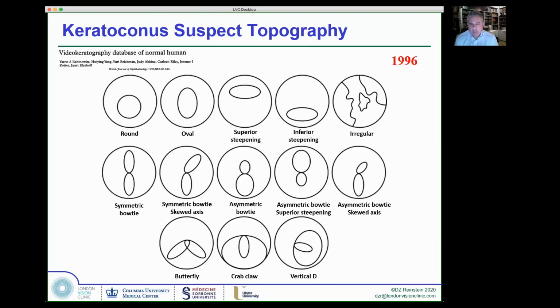So in the 1990s, computerized analysis of Placido ring systems was introduced on several devices. Rabinowitz did a major piece of work in looking at the different shapes of these topographies and classifying them into bins. The classic appearance of keratoconus was associated much more with the red highlighted pictures: inferior steepening being the most common, but also asymmetric bow tie or skewed axes, or this crab claw appearance, butterfly, or vertical D. These were the images that would imply that there might be a case of keratoconus.